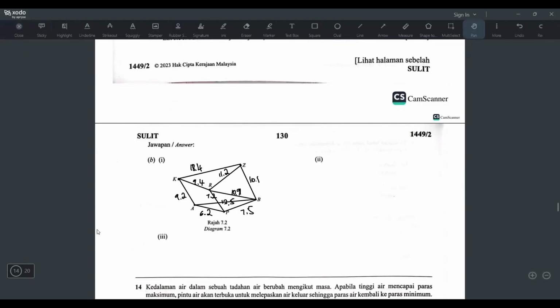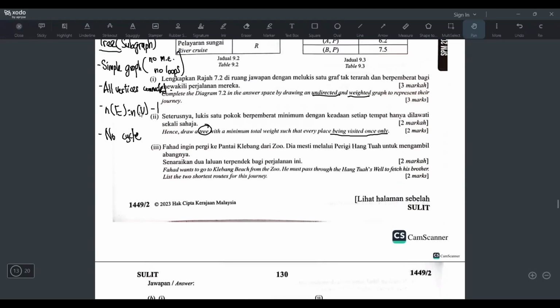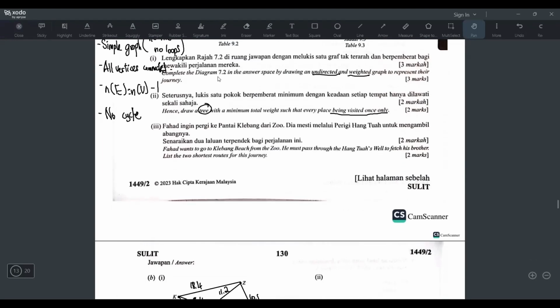Okay, and also all vertex must be joined together. All vertex kena connected. And then number of edges is number of vertex minus 1 and has to be simple graph lah. But this question, they mentioned one more thing. Every place can only be visited once only. Okay, so now we will start to draw the tree lah.